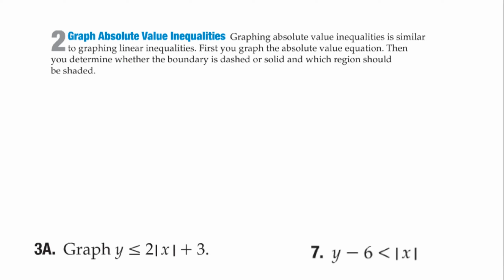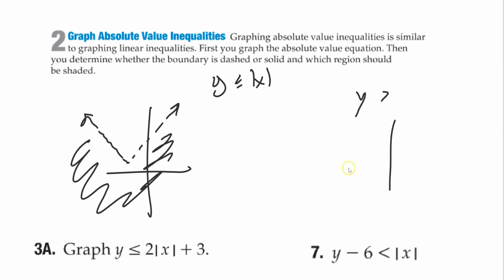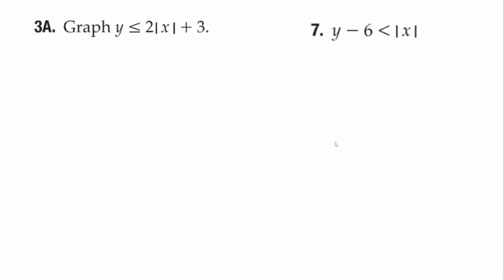Graphing absolute value inequalities, nothing changes, same idea. The only thing I would say is if it's in proper notation, less than is shade below, and greater than is shade above. If you're not sure, you can always do a test point. Nothing else changes. So let's do a couple of examples of practice.